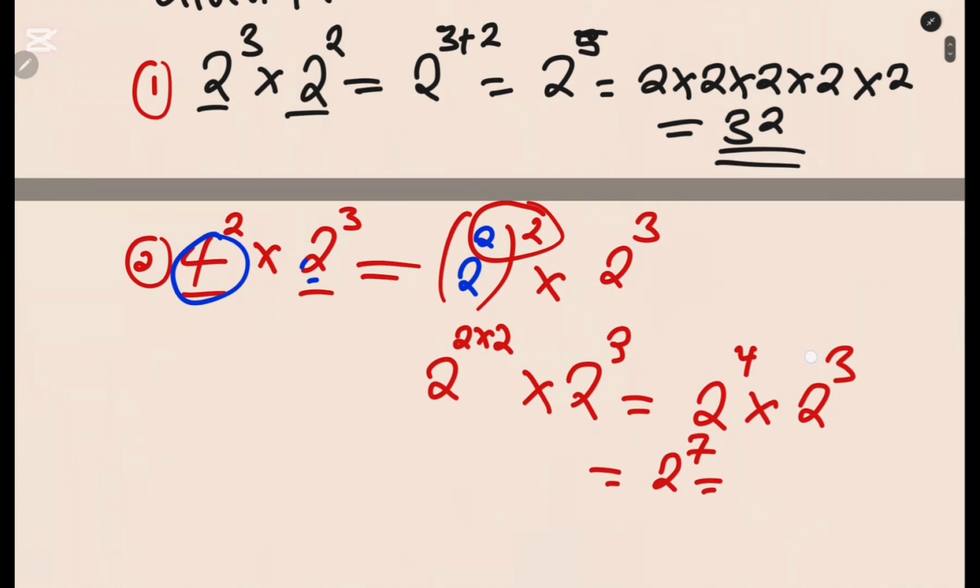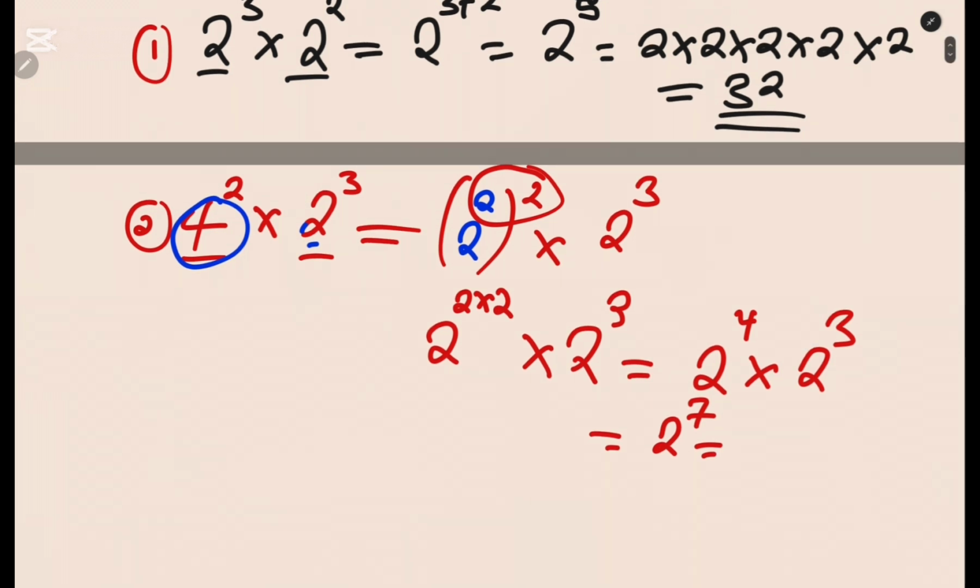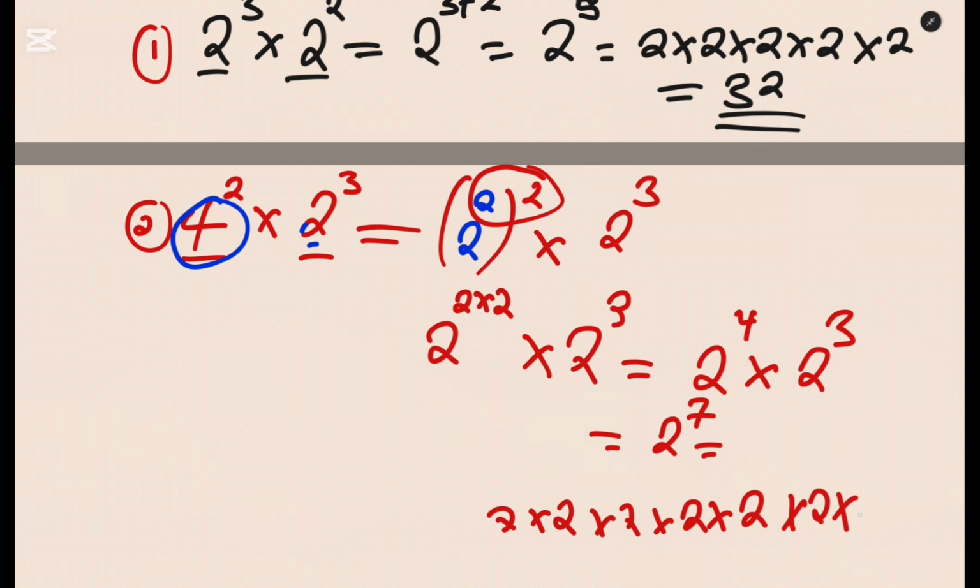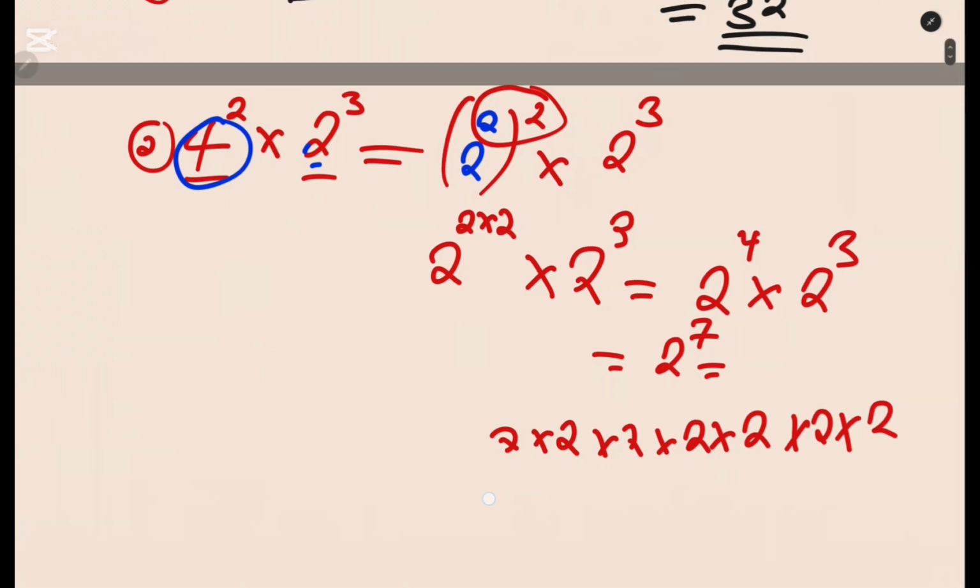2 to the power 7 is the number that you get when you multiply 2 seven times. What is the value? So 2 multiplied by 2 multiplied by 2 multiplied by 2 multiplied by 2 multiplied by 2 multiplied by 2. What is the number that we are finding? Be able to comment the answer that you found. All right, we proceed to the next one.